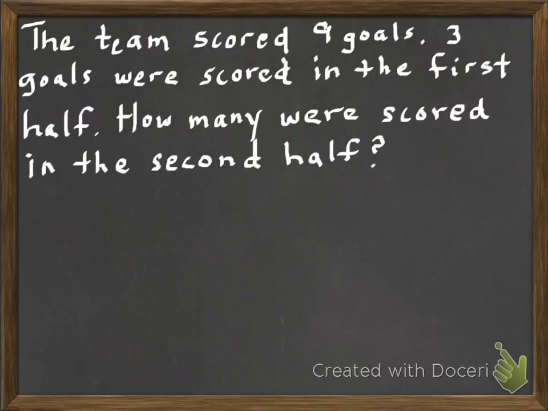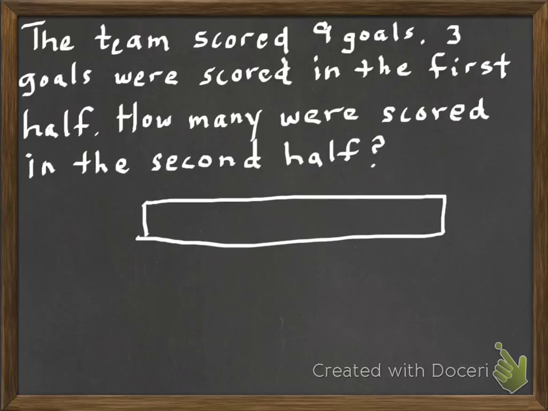Like I said before, this is a little different. It's different because we know the whole this time. The top bar, which represents the whole, is 9. The team scored 9 goals in all. There were goals scored in the first half and goals scored in the second half. 3 goals were scored in the first half.